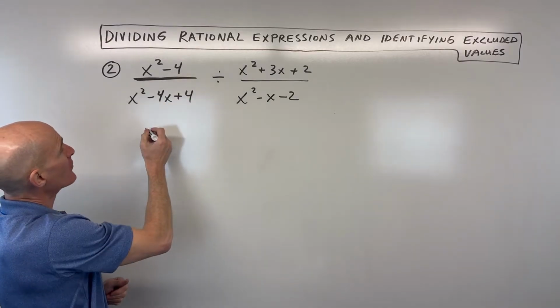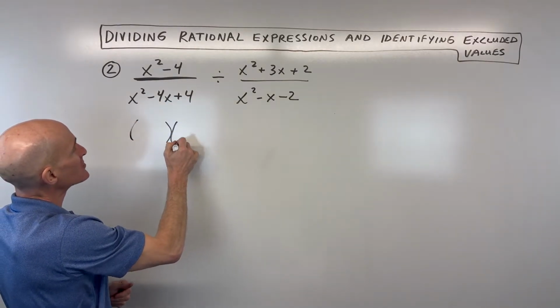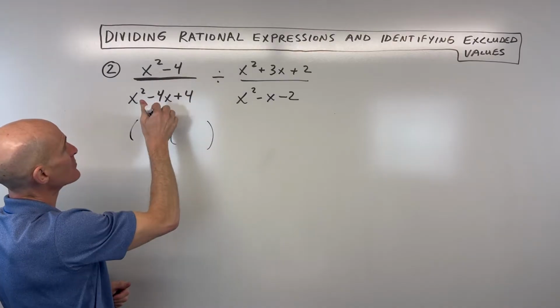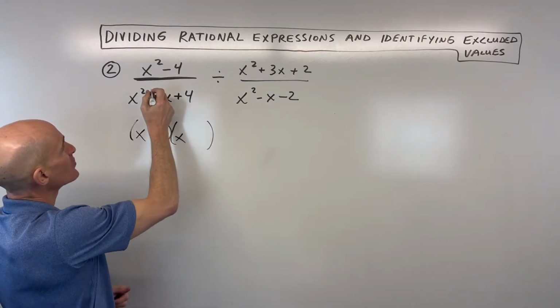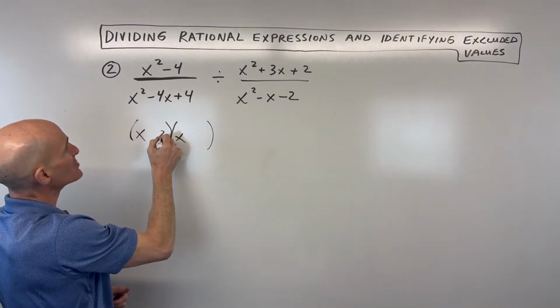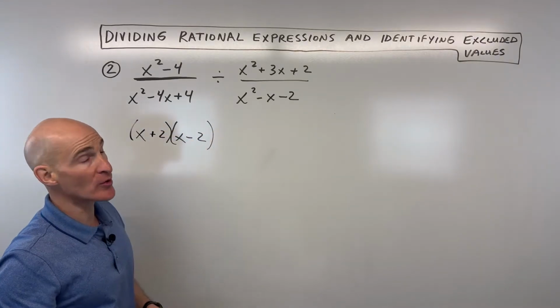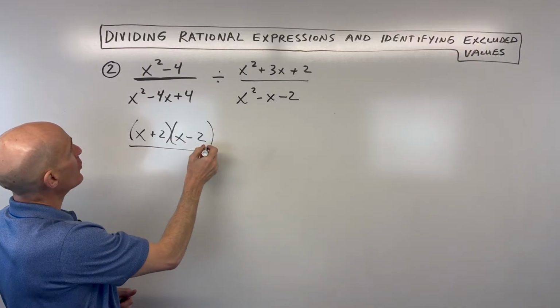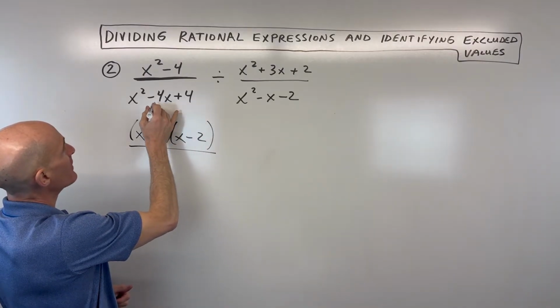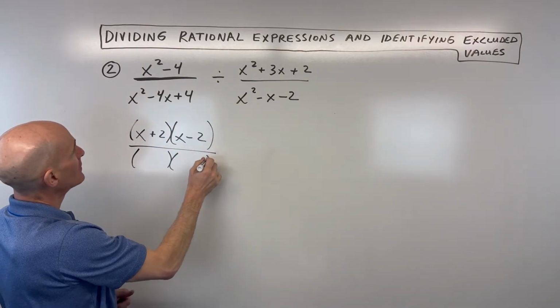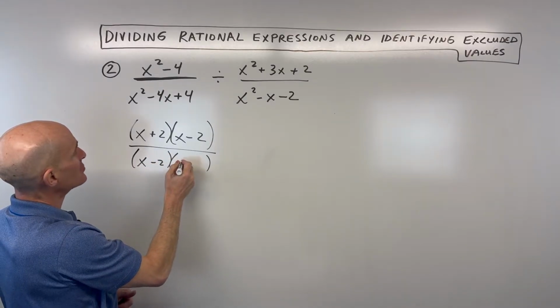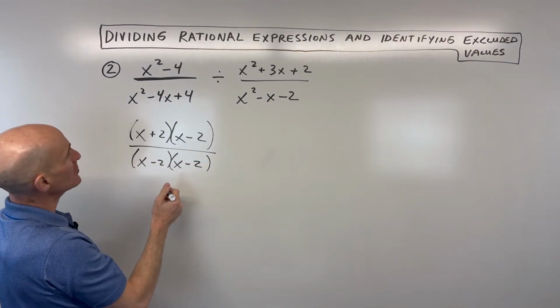So this is referred to as a difference of two squares. Difference just means subtraction. These are both perfect squares. Square root of x squared is x, square root of 4 is 2. One we add and one we subtract. Either order is okay. For the denominator though, what two numbers multiply to 4 but add to negative 4? That's going to be x minus 2 and x minus 2.